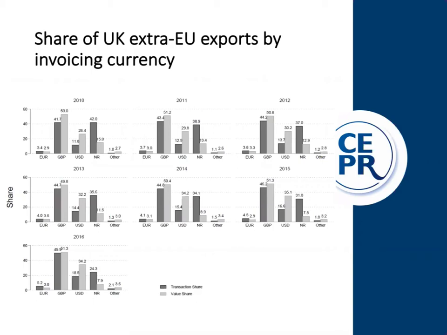So there's two bars for each currency. The first one is calculating the share of exports outside the EU by transaction, number of transactions. And the second one is valuing that up by the total value of exports. So the first observation is over all of these years, the shares in aggregate of different currencies are quite stable.